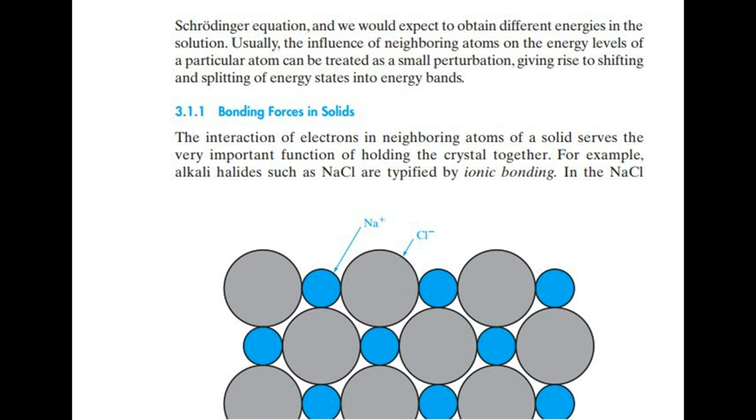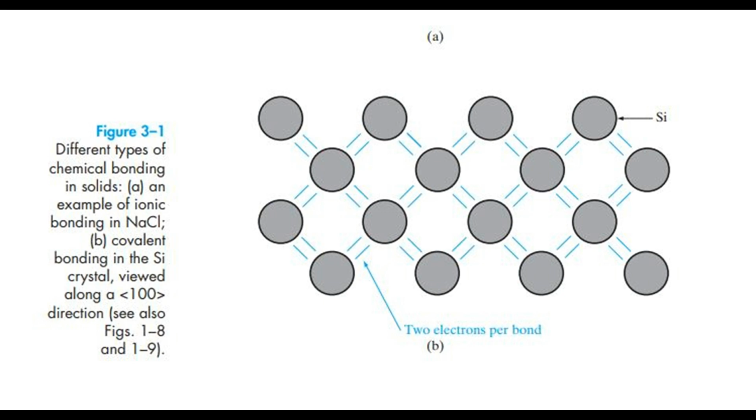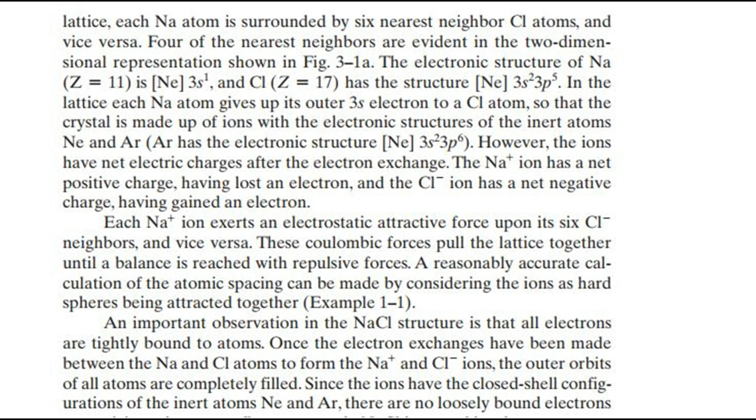Bonding forces in solids. The interaction of electrons in neighboring atoms of a solid serves the very important function of holding the crystal together. For example, alkali halides such as sodium chloride are typified by ionic bonding. In the sodium chloride lattice, each sodium atom is surrounded by 6 nearest neighbor chlorine atoms, and vice versa. 4 of the nearest neighbors are evident in the two-dimensional representation shown in Fig 3.1a. The electronic structure of sodium, Z=11, is neon 3s1, and chlorine, Z=17, has the structure neon 3s2 3p5.